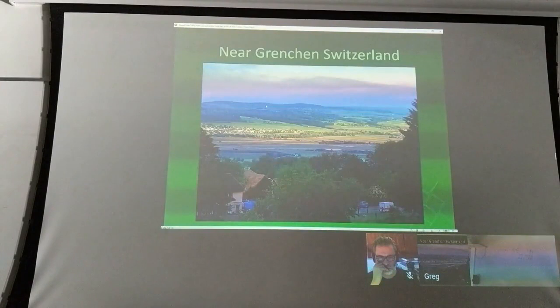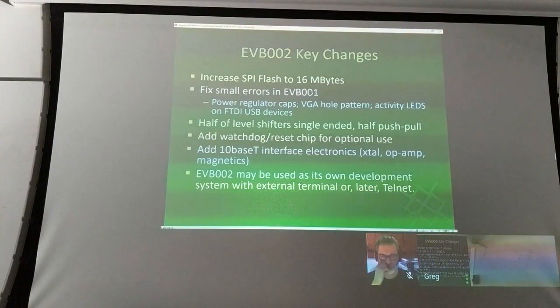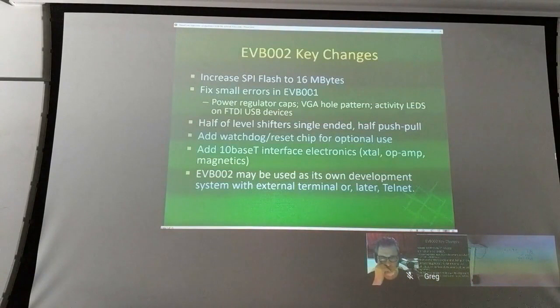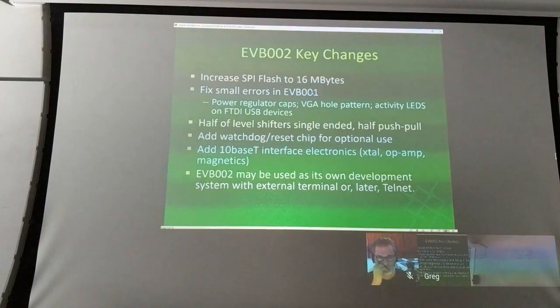For those that haven't looked at what we've done with the eval board, we made some changes to make it more practical to use as a full-up development system in its own right. The SPI flash is now large enough to have a whole bunch of code and or data in it. It's also the largest we can make it without escaping the 24-bit addressing, which is intrinsic to the ROM code that we have. There were a few little errors in the eval board 1. Due to an oversight, we had laid out the board such that we needed to put very large expensive capacitors in the power regulator. We'd also managed to reverse rotate, actually by 180 degrees, the whole pattern for the VGA connector. And the activity LEDs on the FTDI USB devices had been inserted on the assumption that we were capable of pushing them in a direction we weren't capable of pushing them in from the FTDI chip. So we fixed that stuff.